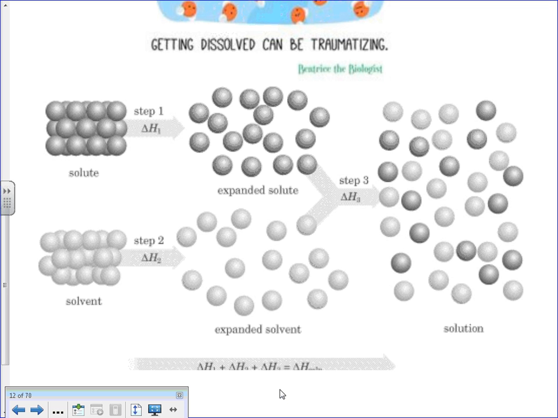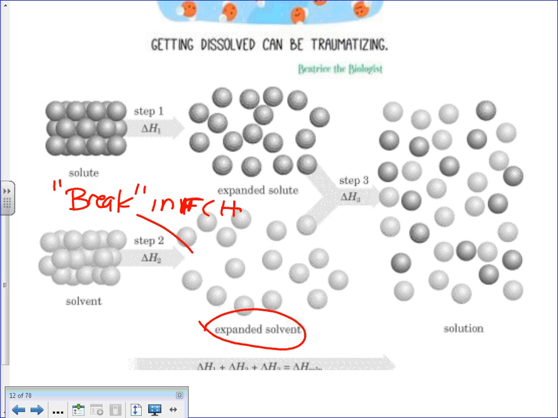Does step 1 make sense? Sure. Okay. Step 2 is the solvent, usually water. It also has to expand. Well, what do you think water has to really overcome that's holding it together? Hydrogen bonds, right. So when I say expands the solvent, that probably means to break. I'm going to say break really loosely. Break the IMFs, aka the hydrogen bonds.